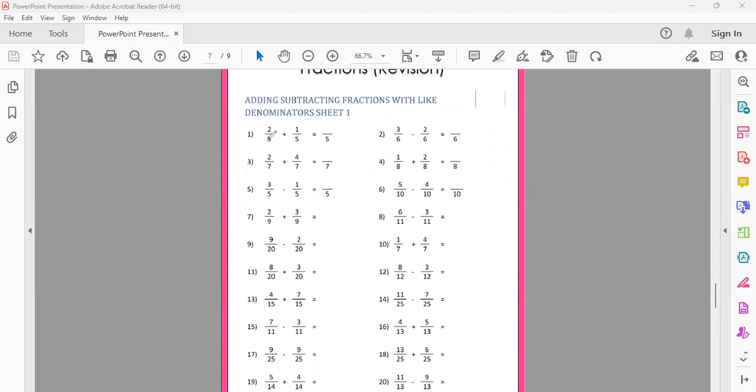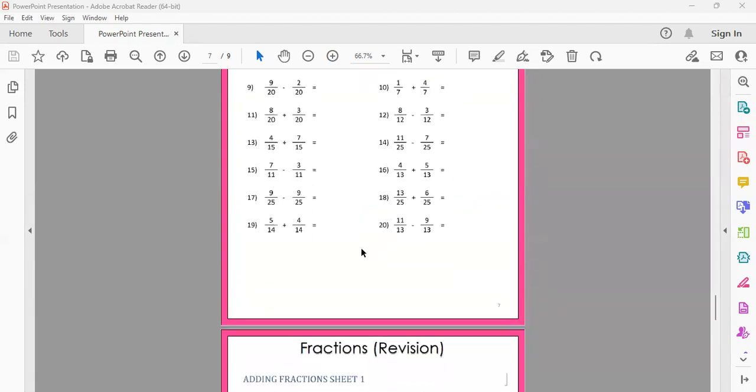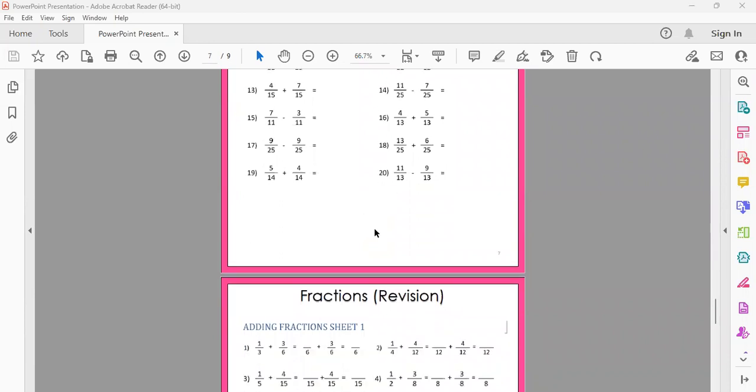So, 2/5 plus 1/5 is something over 5. Just add the numerator, 2 plus 1, 3/5. 2/7 plus 4/7, add the numerator, 6/7. Done. Number 8 is 6/11 minus 3/11. It's over 11 because the denominator is the same. Take 6 minus 3 and you'll get 3. So in that similar way, all the numbers here are pretty easy because the denominator is the same. Add or subtract following the question.